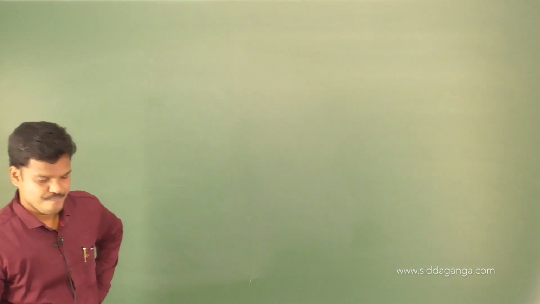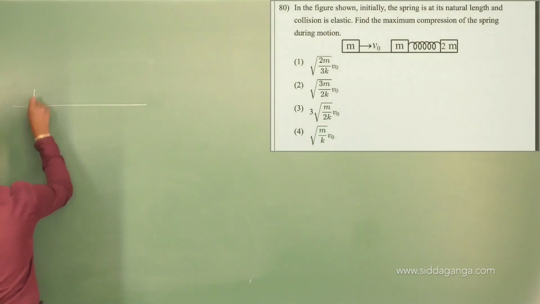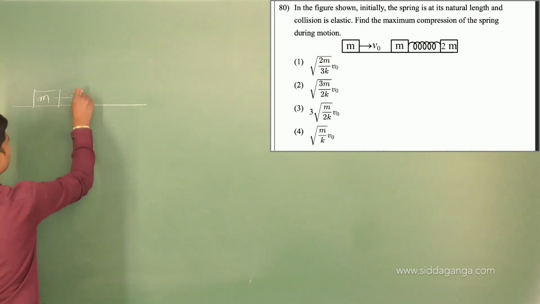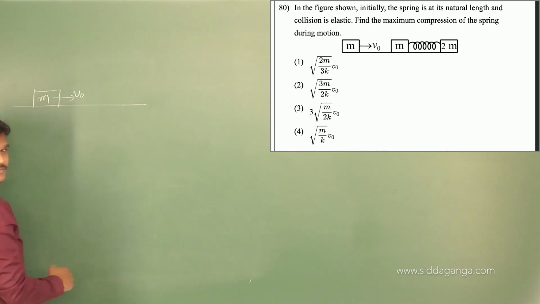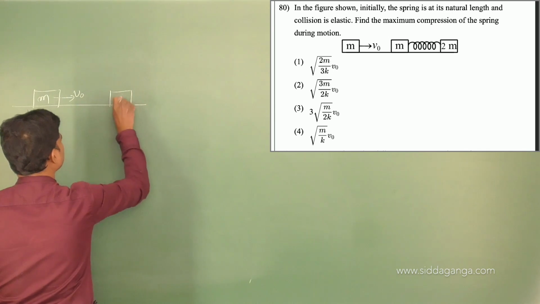See the next question. In the figure shown, initially the spring is at its natural length and the collision is elastic. Find the maximum compression of the spring during the motion. They have given a block placed on a horizontal surface without friction, so there is no problem. This block is going to hit another spring mass system, M.